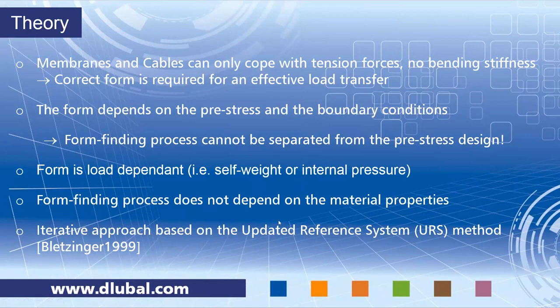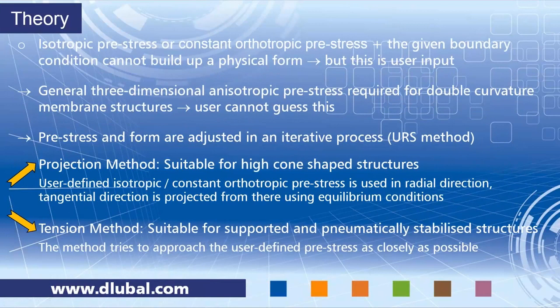So there are some difficulties with defining the pre-stress. You can imagine that a double curvature membrane structure, so I mean a three-dimensional structure which is bent over in all directions, needs a different pre-stress definition at each point of the structure. So actually a general three-dimensional anisotropic pre-stress would be required. This definition would be required.